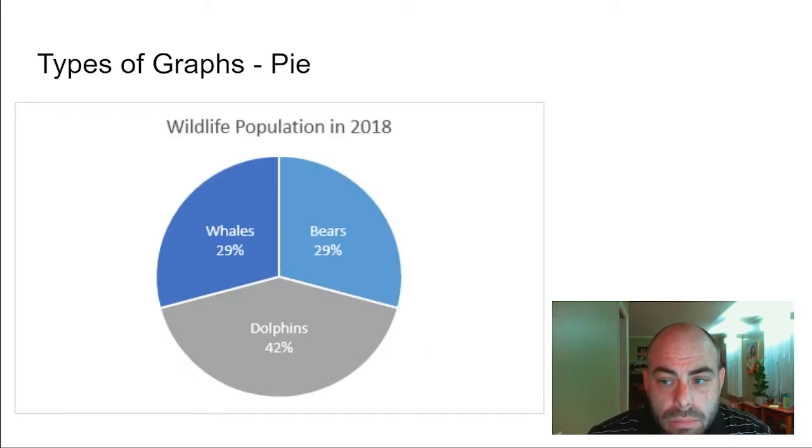A pie graph, which this shows wildlife population. Apparently there's three kinds of wildlife now: whales, bears, and dolphins, and this shows you their spread. So the pie graph is showing you the percentage of a whole, right? Because the pie represents the whole, and whales take up a particular piece of that pie, and bears an equal piece, whereas dolphins are going to come out on top, taking up most of the pie. You would use this when you're trying to show comparison of the individual parts to the whole.